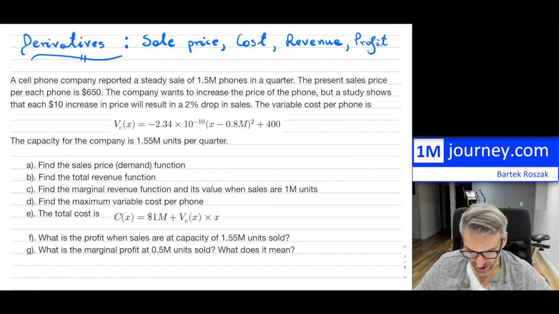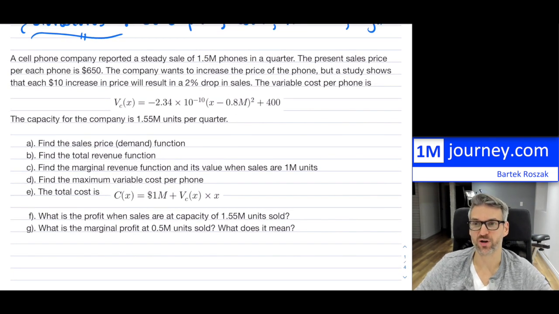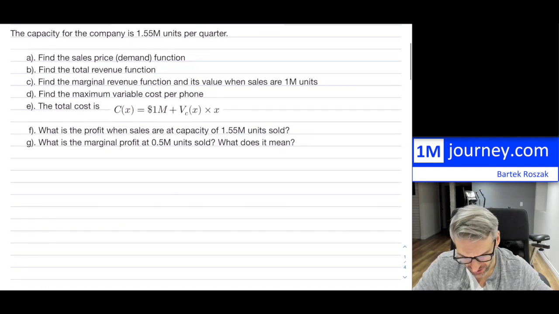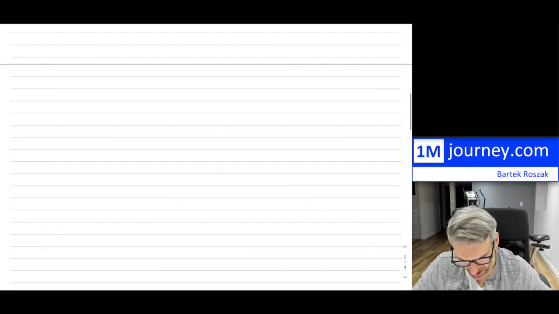So before I dive into this cell phone company problem that is reporting about 1.5 million phones in sales per quarter, and then giving us these crazy functions, let us break down the business side of these sales. So basically what the revenue is, the costs, what are these business guys talking about? And then profits, and what do those profits actually mean? Okay, so before I jump into this example, let me break this down in this way.